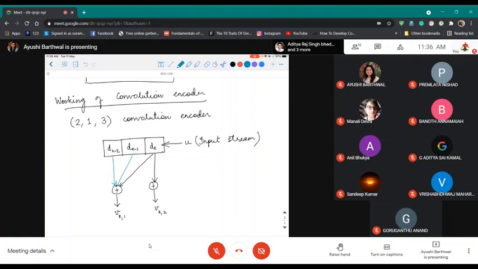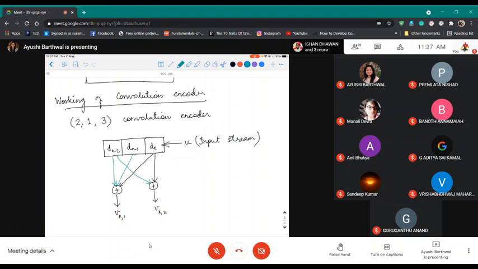The first output bit, VK1, is calculated by modulo 2 addition of all the 3 outputs of the shift registers, that is DK minus 2, DK minus 1 and DK, where DK is the present input bit. Whereas VK2 is the modulo 2 addition of DK minus 2 and DK.